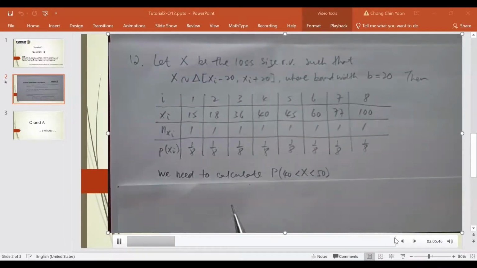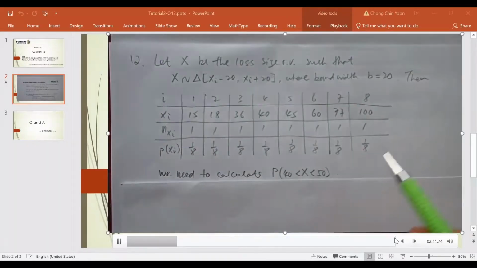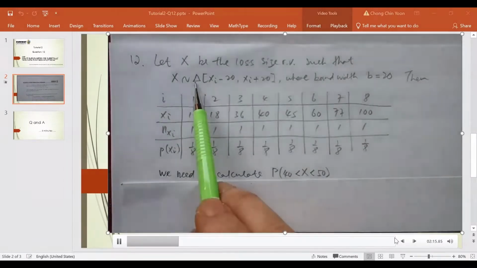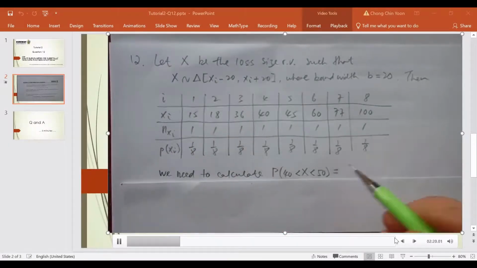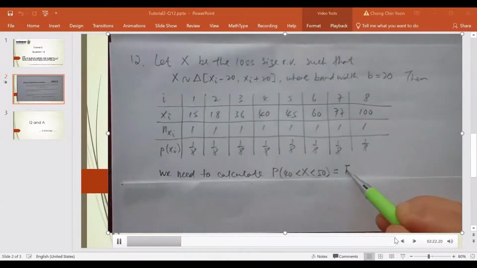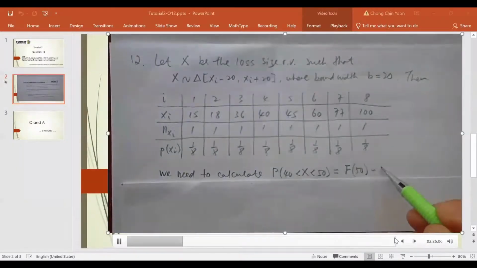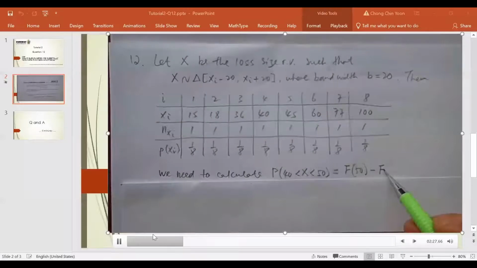So our aim is to find this probability for the loss, which is between 40 and 50. Since the loss random variable is continuous in this triangular kernel distribution, this is equal to the kernel smoothed distribution at 50 minus the kernel smoothed distribution at 40.